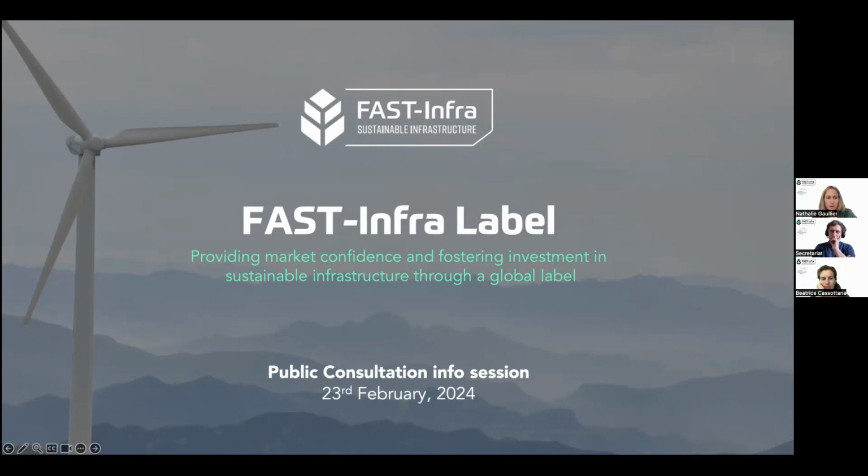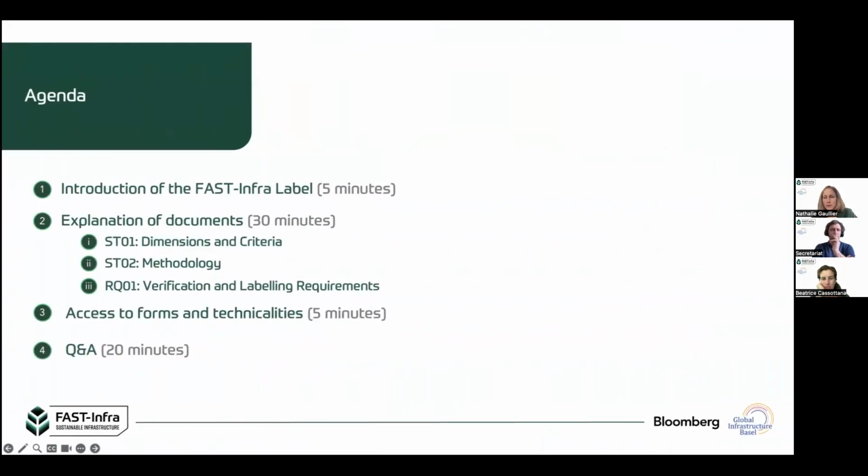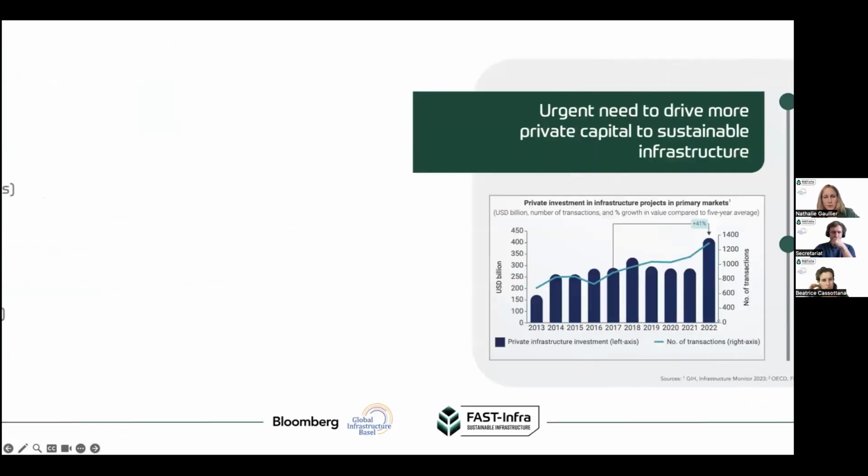So here today, we are going to first have a quick introduction on the FAST-Infra Label, and then we will go into the details of the documents that are put to public consultation. So the dimensions and criteria, the methodology, and the verification and labeling requirements. And then we will have a few minutes on the technicalities of the public consultation. And finally, we will have some time for a Q&A session, questions and answers. So let me first introduce you quickly to the label.